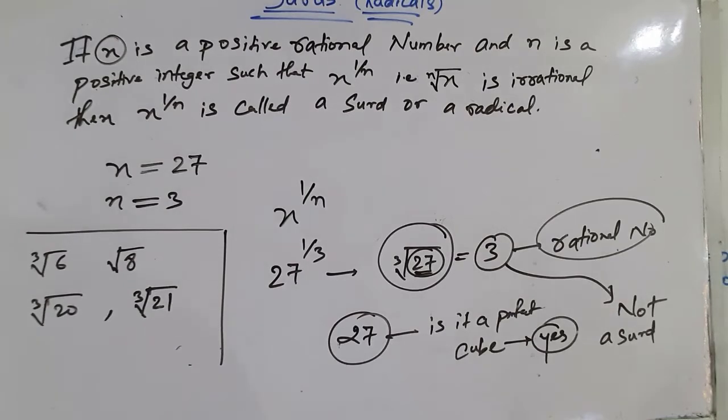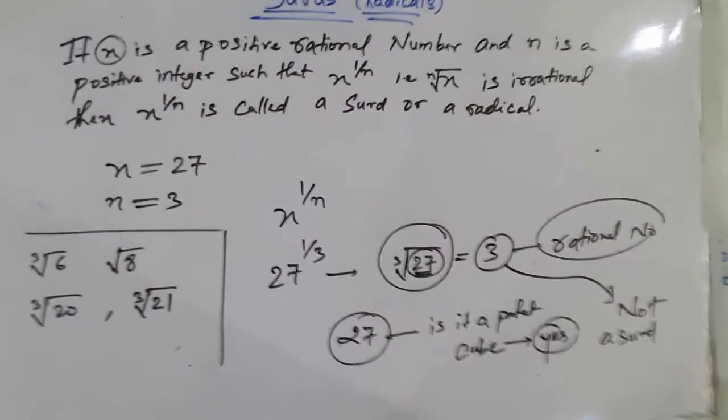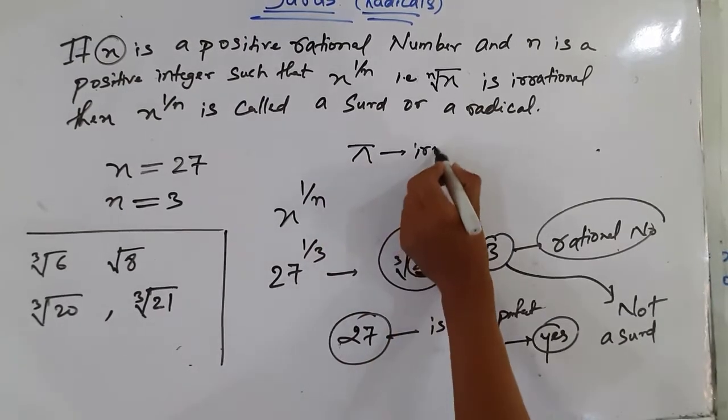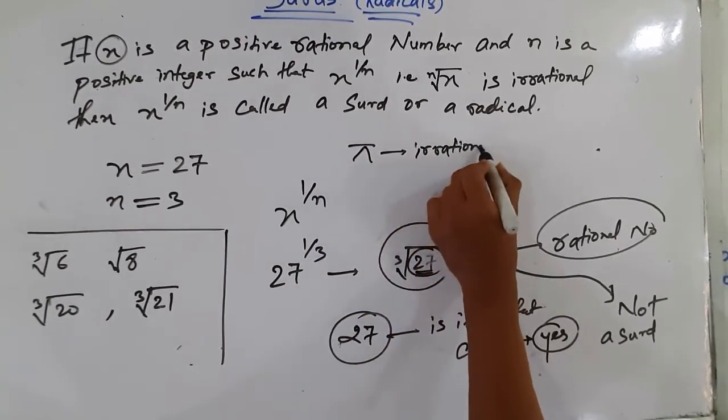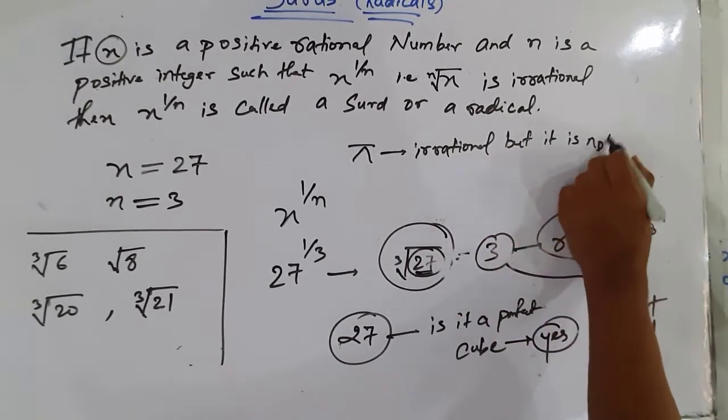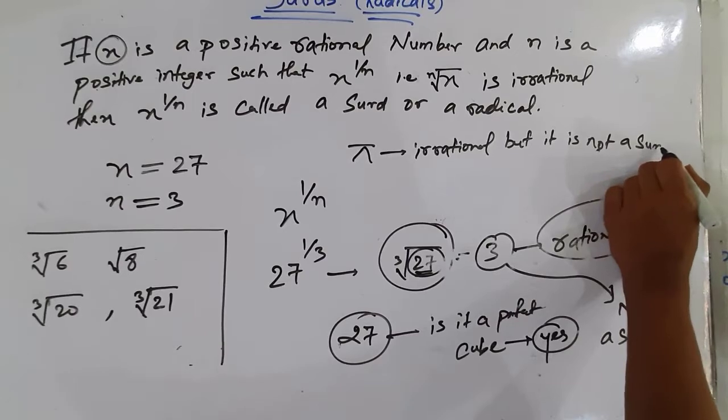So as I discussed, every surd is an irrational number. So now the question arises, is every irrational number a surd? The answer is no. Like if we take the example of pi, pi is an irrational number, but it is not a surd.